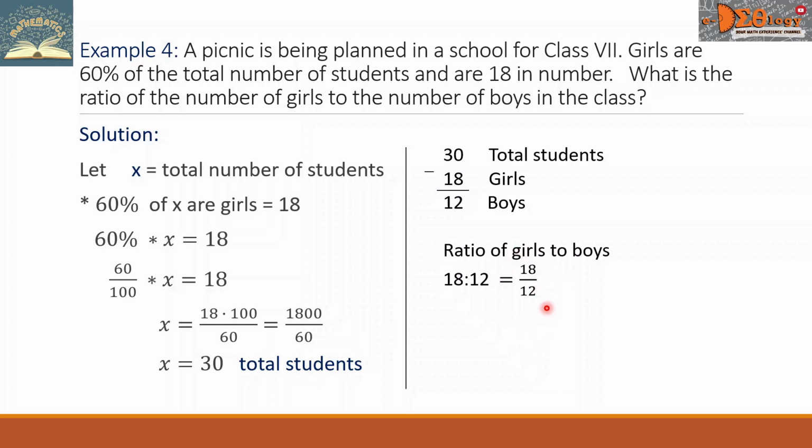Then we reduce this to lowest terms. Divide by 6 the numerator and denominator, and this fraction becomes 3 over 2. Then we return back to the ratio form. So we have 3 is to 2. This is the answer.